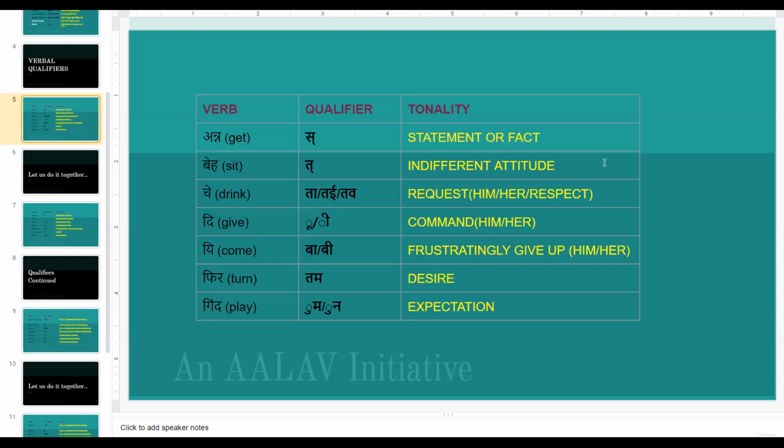Then you're frustratingly giving up: gindba. He's not letting you play, and somebody's annoying you. Okay, you do it, I'm frustratingly giving up. Gindbi. So that's the qualifier. The verb is the same, just adding the qualifier changes the tonality of the verb. Then the next one is gindtam, the desire. And then gindum, expectation. Any questions? Good.